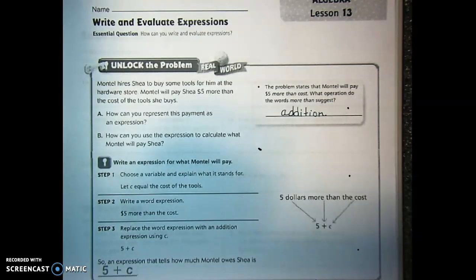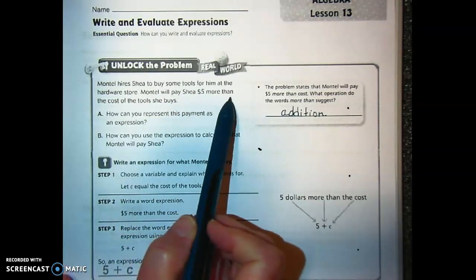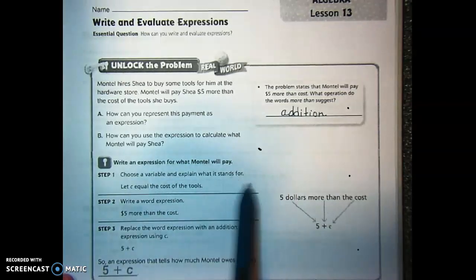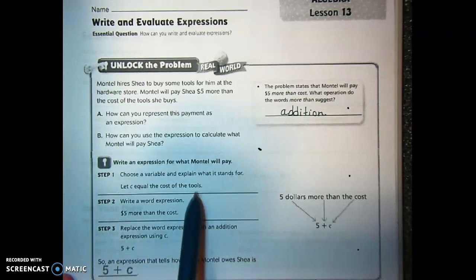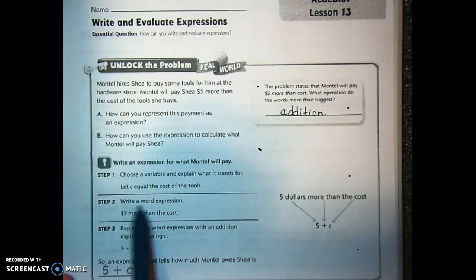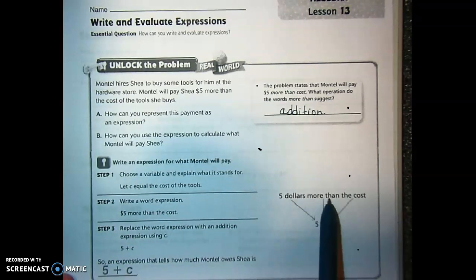Write an expression for what Montel will pay. Choose a variable and explain what it stands for. So she's going to get $5 more than the cost. Let's let C for cost equal the cost of the tools. Okay? And write a word expression, $5 more than the cost.